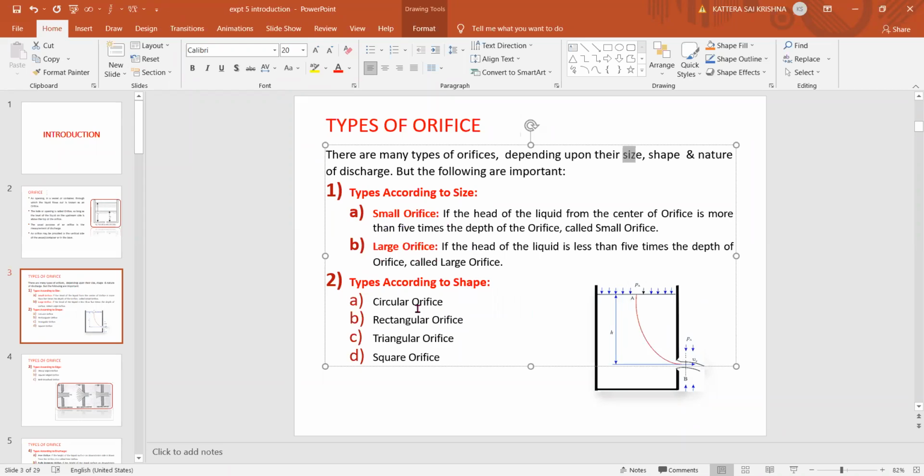Next we have, according to the shape of the orifice, it may not always be circular only; it can be of different shapes also. The hole which is made here can be of different shapes. But mostly we use a circular orifice because the calculation of discharge or coefficient of discharge becomes easy. According to shape, we have circular orifice, rectangular orifice, triangular orifice, or square orifice. Okay, these are the 4 types depending upon the shape of the orifice.